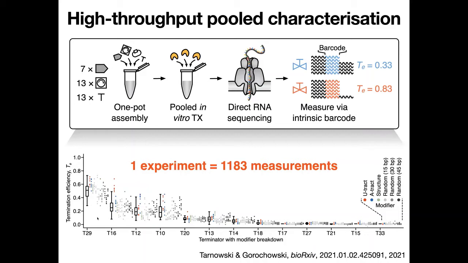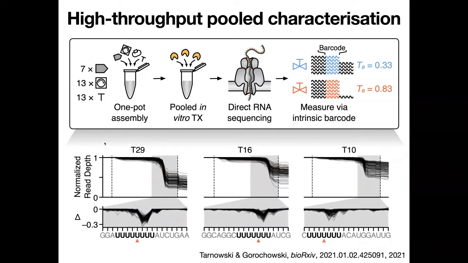But one of the key things I also wanted to highlight is that we don't just get single efficiency measurements from this type of experiment. Instead, we're actually able to generate nucleotide resolution profiles that allow us to much more intricately peer into the termination process itself. And this allows us to see precisely where termination is occurring and the absolute effect that the modifying elements are actually having upon it.